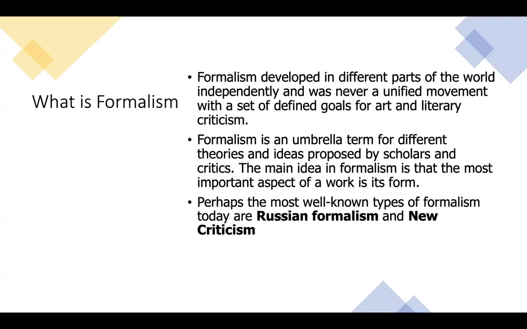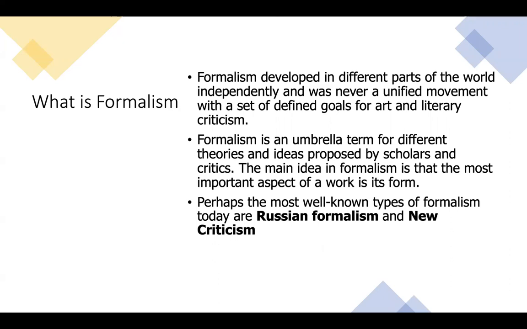Formalism developed in different parts of the world. So we find that there were many formalists who emerged or worked separately in Poland, and then there was the Russian school of formalists. So there were many, they spread across the different regions of the world. And this movement or formalism was never a unified movement with a set of defined goals for art and literary criticism. Formalism is an umbrella term for different theories and ideas proposed by scholars and critics. The main idea in formalism is that the most important aspect of a work is its form.